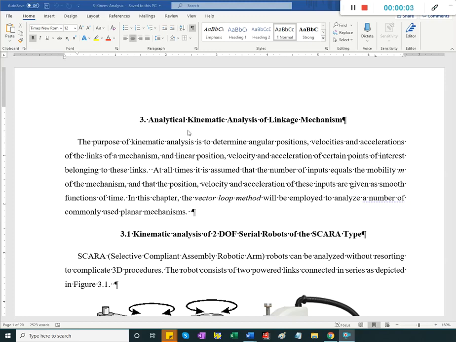This is chapter 3 on analytical kinematic analysis of linkage mechanisms, something that you'll be using for your project, and of course there will be homework assignments and exams out of this chapter. So really what we want to do is to learn a systematic way of stating equations and solve for position, velocity, and acceleration of links, either angular position, velocity, acceleration, or linear displacements, or of points moving with the links.